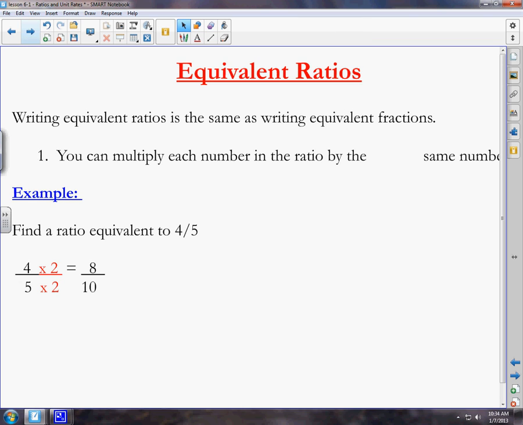Okay, next, equivalent ratios. Writing an equivalent ratio is the same as writing equivalent fractions. You can multiply each number in the ratio by the same number. So it says, find a ratio equivalent to 4/5. What I did is I just double the top, double the bottom, and get 8/10. Pretty simple.